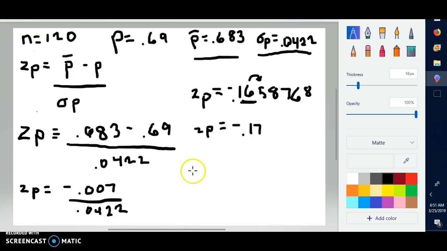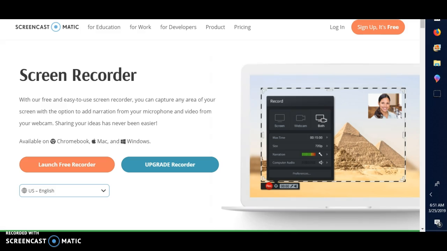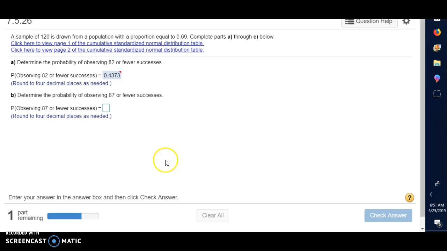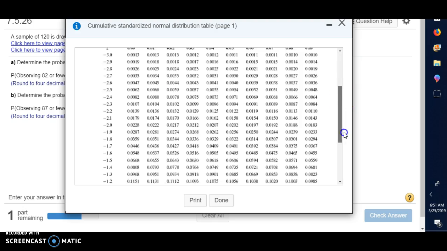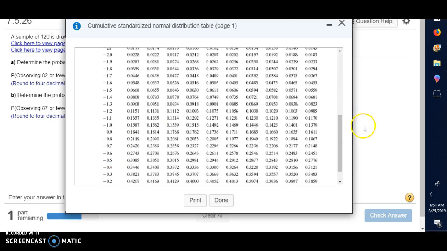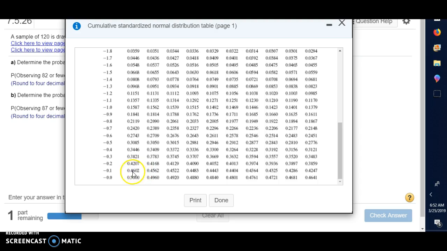0.17. So we are going to go to the table, and we want to find the probability where Z is less than negative 0.17. That is your magical number there. So let's look at that. Click on your table and go to negative 0.10. So that's negative 0.10, 11, 12, 13, 14, 15, 16, 17.